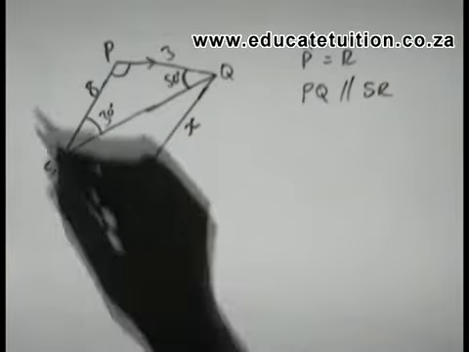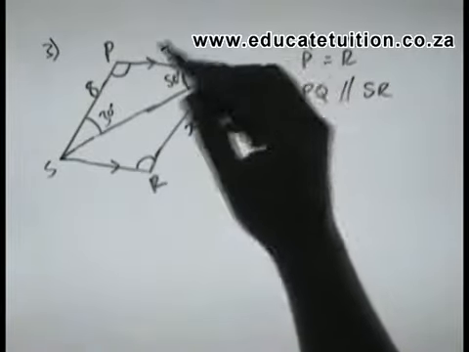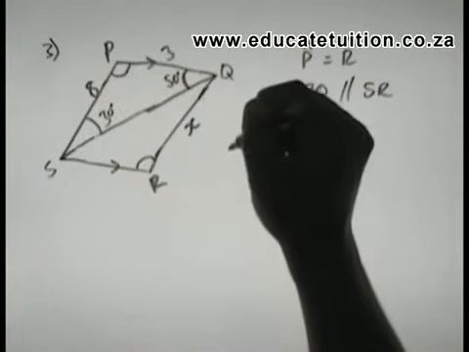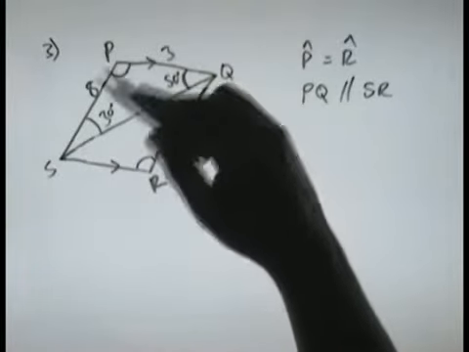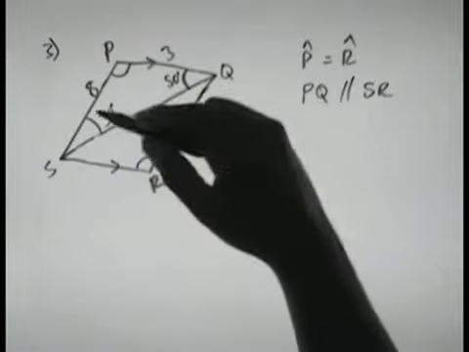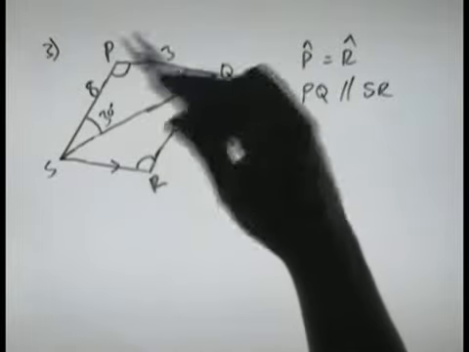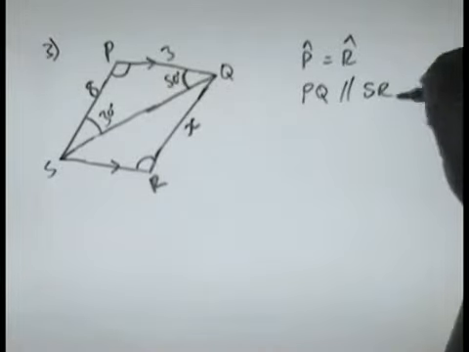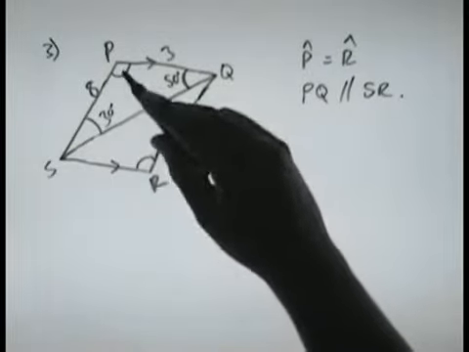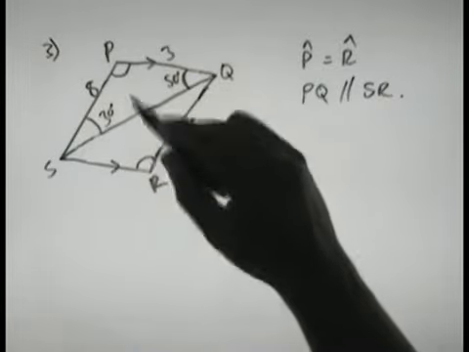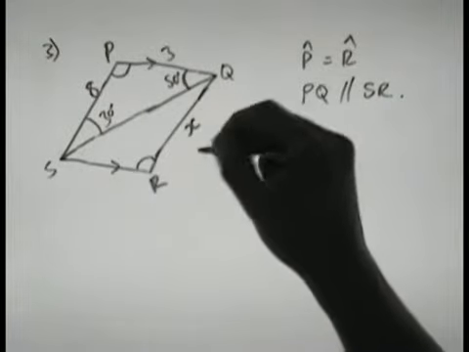In the next example I gave you to do, number 3, I gave you the shape PQRS with sides PQ equal to 3 units, PS equal to 8 units, angle PSQ equal to 30 degrees, angle PQS equal to 50 degrees, PQ parallel to SR, and angle P equal to angle R. That means that those two opposite angles are equal to each other. I then want you to calculate X.